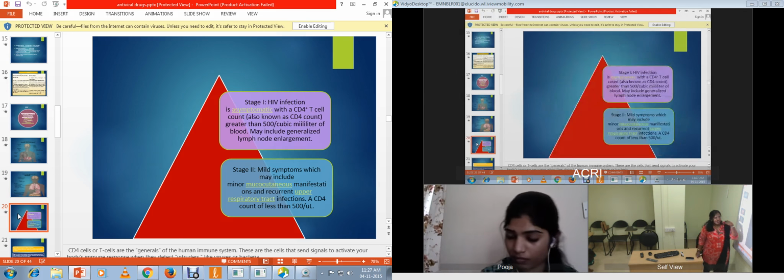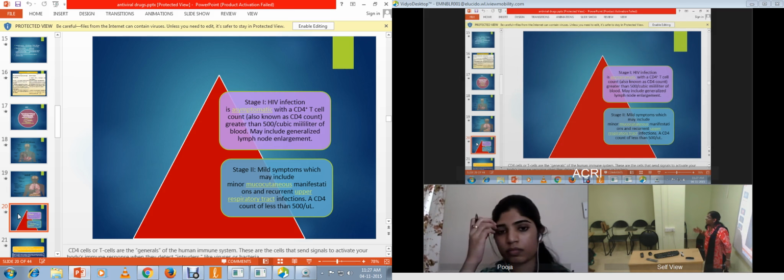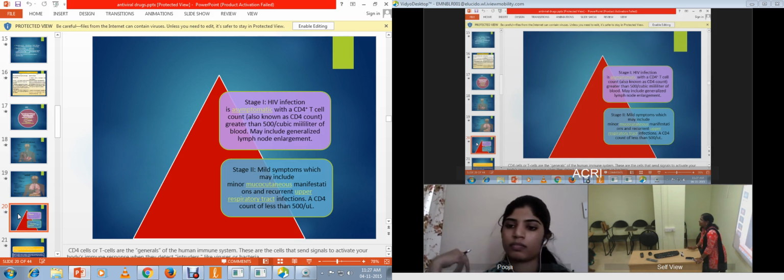Here you come to stage 1 HIV, stage 2. Here you can find the CD4, which is nothing but cluster of differentiation, a T4 helper cell, which is nothing but your WBC cell which gives a signal when there are any intruders like virus or bacteria. Based on the CD4 count, you can diagnose which stage a HIV patient is in. Based on that you can go for your antivirals.